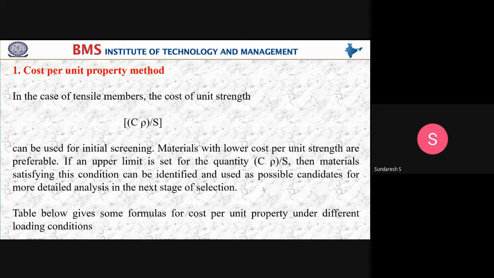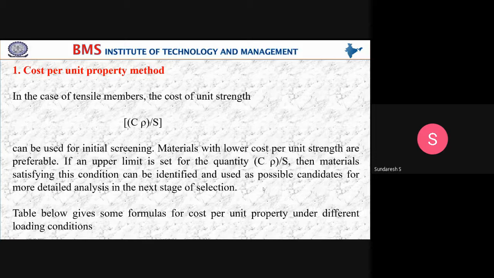The different materials have different properties which are suitable for your product, so you need to choose the best out of that 100. On what parameter, on what criteria will you select the best material out of all of these? This is where one factor, what we call cost per unit strength, comes in. The cost per unit strength is used for initial screening. Because 100 are there, it is very difficult to choose one, it is not possible. Therefore, initially we will screen the materials based upon the cost C rho divided by S, and we will use C rho divided by S here.